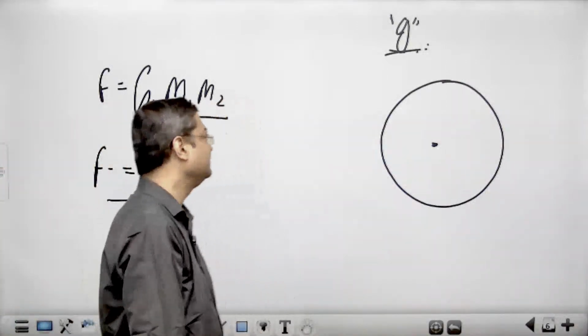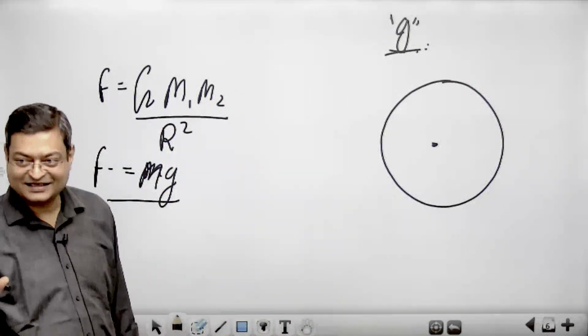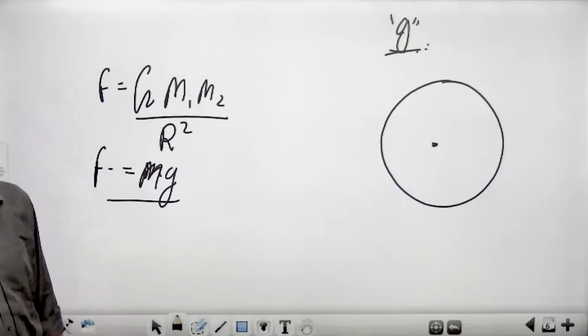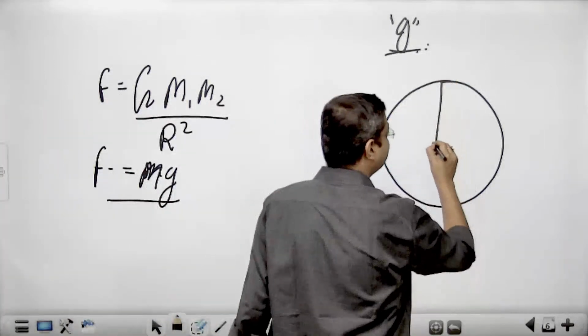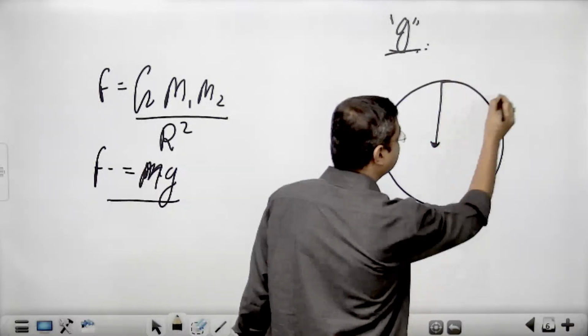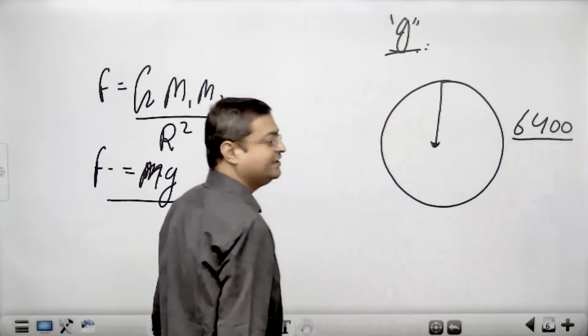ठीक है. Now अभी आपका कॉन्सेप्ट कुछ याद आ रहा है? Now let us take first case that we are going to move towards the interior of earth. That is approximately 6,400 kilometers.